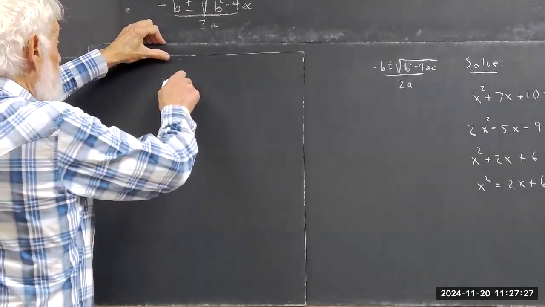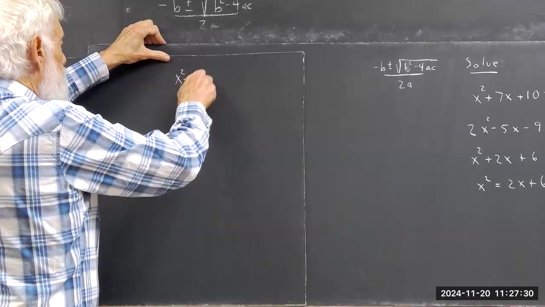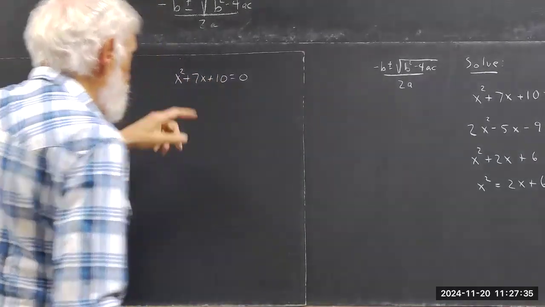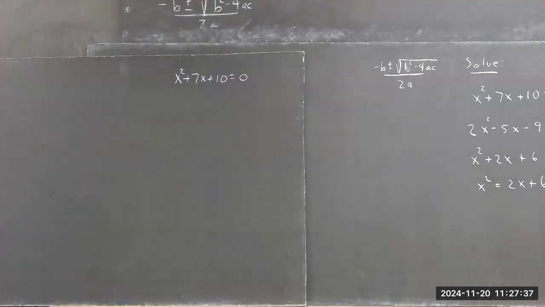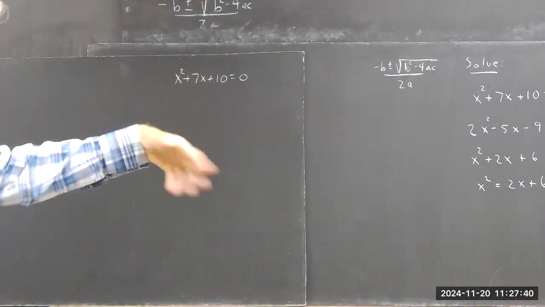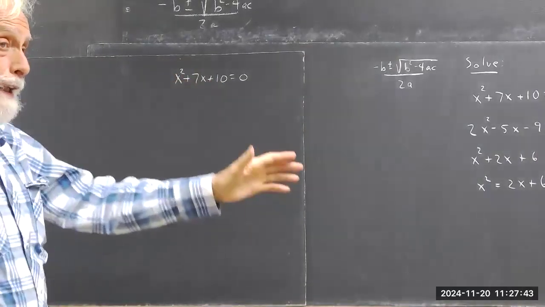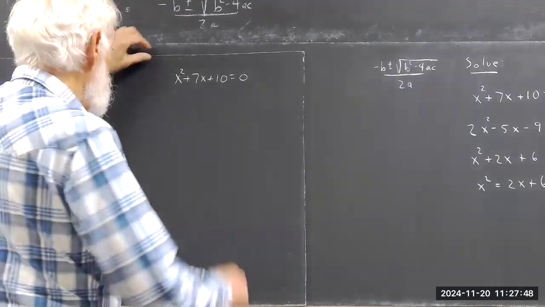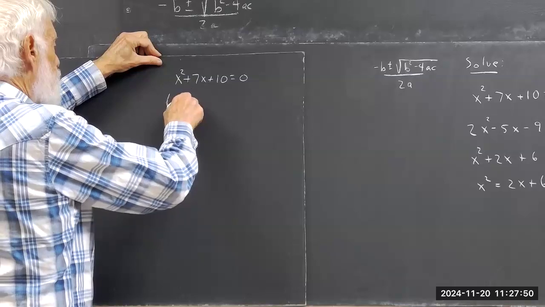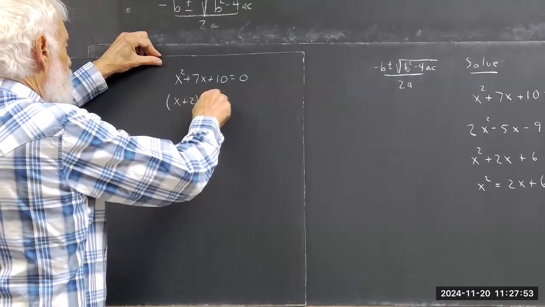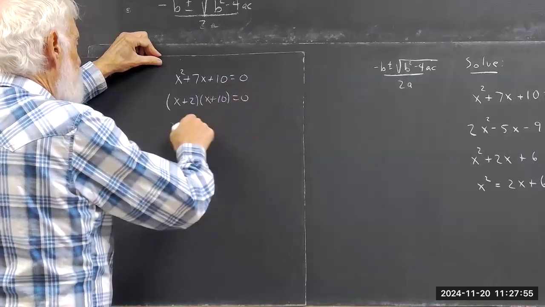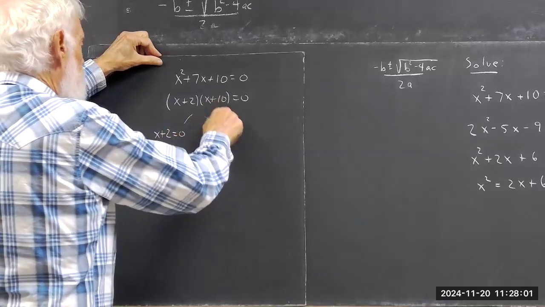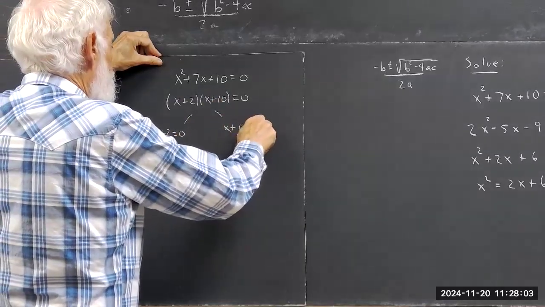Okay, so the first equation was x squared plus 7x plus 10 equals 0. Now, it turns out you can solve this by factoring. If you just go to the quadratic formula, it's okay, unless I ask you to solve by factoring. If I just say solve it, use whatever method works. But this factors into (x plus 2)(x plus 10) equals 0, which splits into two equations: x plus 2 equals 0, x plus 10 equals 0.